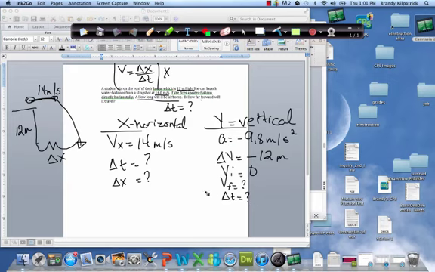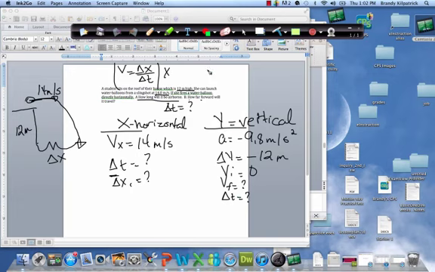This is the first step that you should always do when you have a projectile problem: divide everything out into x components and y components. Now I can't solve anything right here because I don't have enough information. But if I get time, I'll have enough information to get my displacement in the x direction. So let's go ahead and solve for time here.